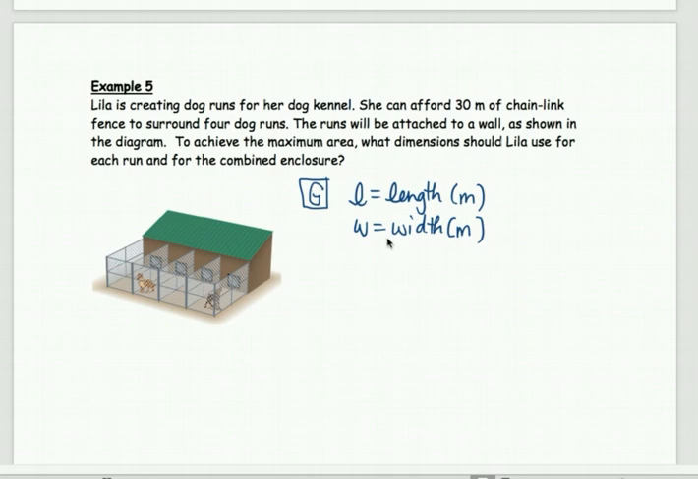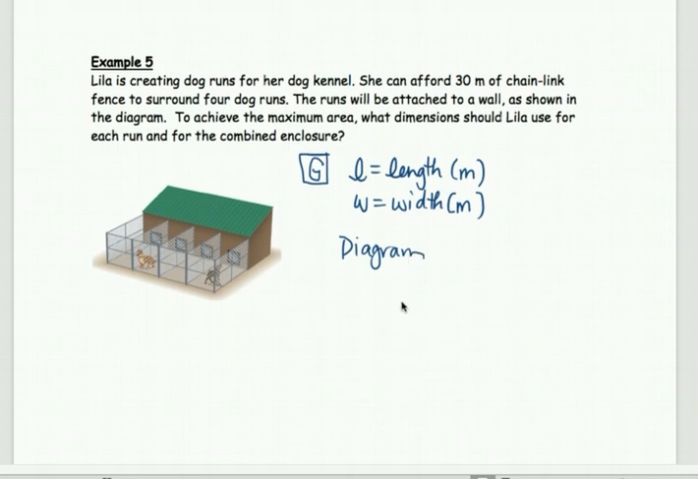Okay, all right, and let's just get a diagram going here. So we'll just do a bird's eye view of the dog runs. So we have 4 of them, right? 1, 2, 3, 4. All right, so 1, 2, 3, 4 spaces here. And again, we don't have a fence on this end here because that's where the building is, okay?